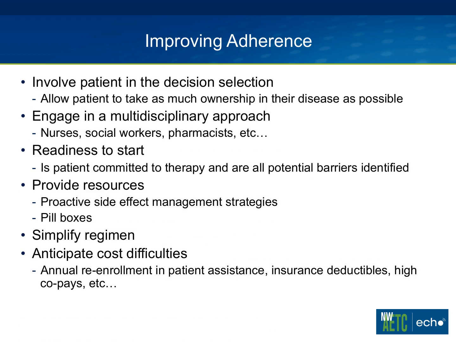So we've identified barriers. We've talked about ways and skills to assess adherence. Now let's discuss the last step on how we can help the patient improve their rates of adherence. The first is to involve the patient in the decision of selecting their medications. If the patient has multiple options, lay those options out for the patient and allow them to take as much ownership in their disease as possible.